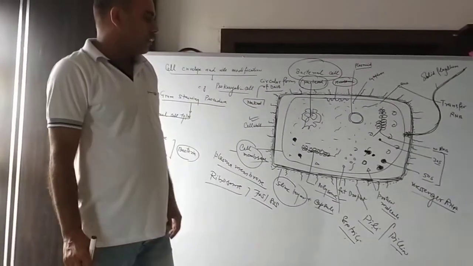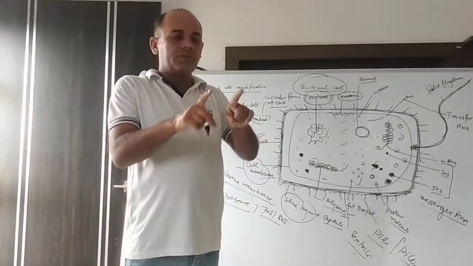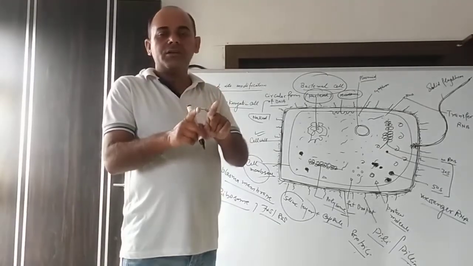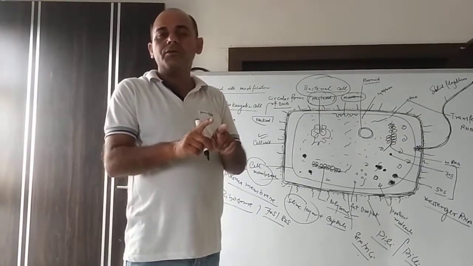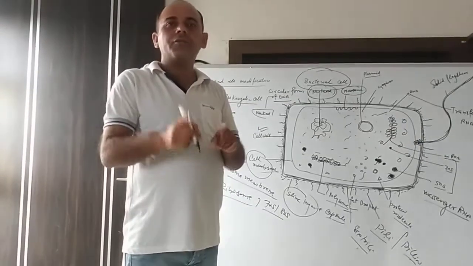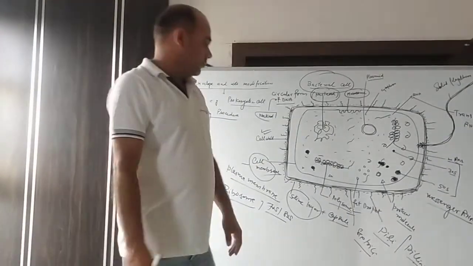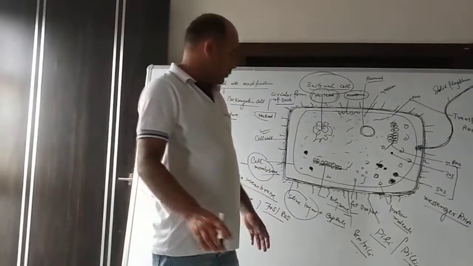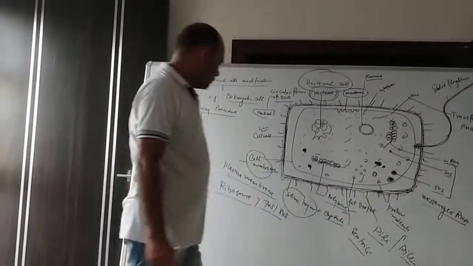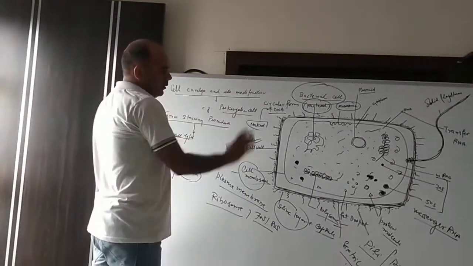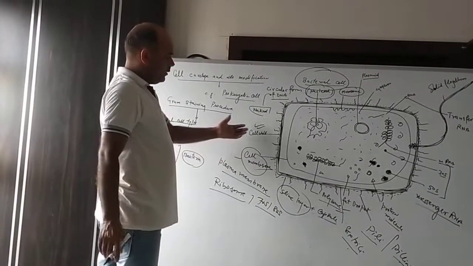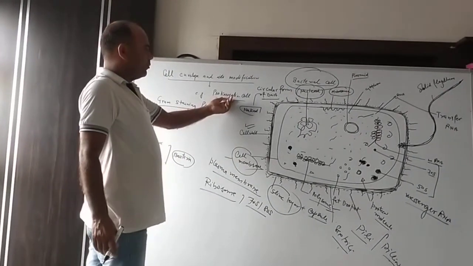Because they help in the conjugation of two bacterial cells. One bacterial cell is attached to another. One is called the donor, another is called the recipient. There is a transfer of DNA from one bacterial cell to another. There are many methods, we will discuss in upper classes. So this is the simple basic diagram of the bacterial cell, which is also called the prokaryotic cell.